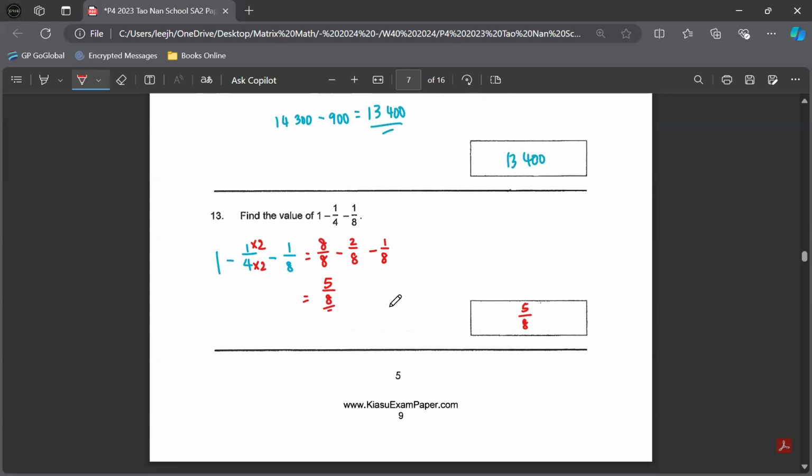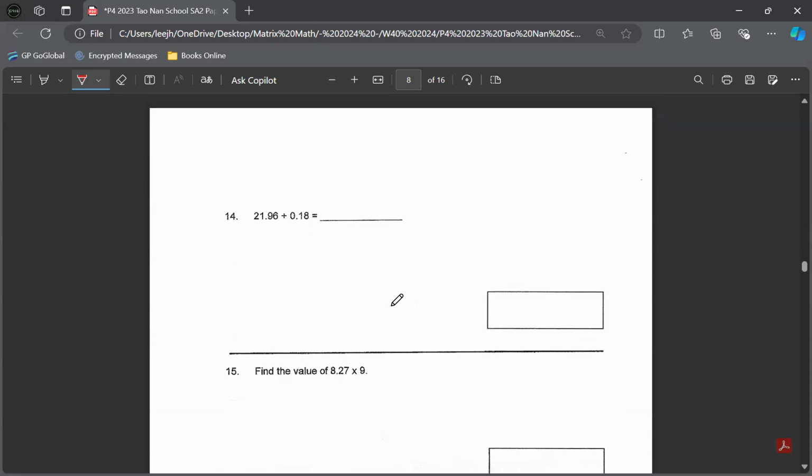Question 14. Okay, this is plus. So you have to just add the decimals, do your working at the space provided. 21.96 plus 0.18. Please align your decimal place properly. So you just add accordingly. 6 plus 8 is 14, so 4. So 9 plus 1, 10 plus another 1, 11. Decimal point, very important. 1 plus 1, 2. Then this will just be a 2. So the answer is 22.14.